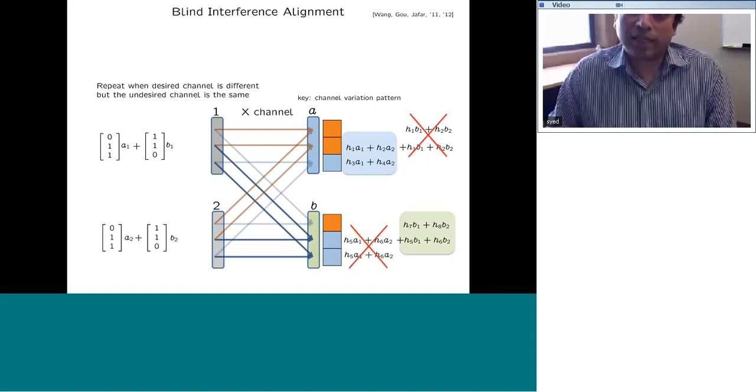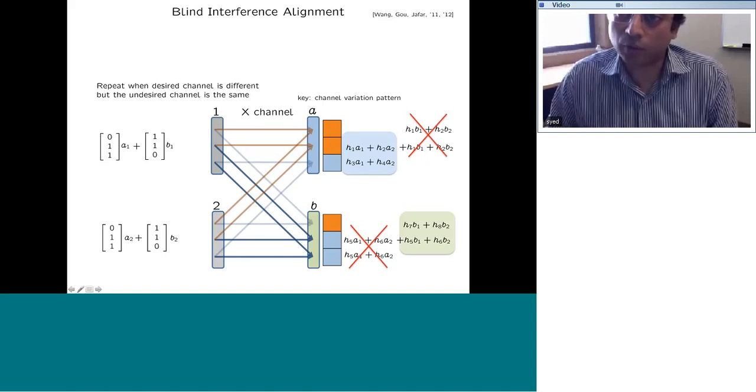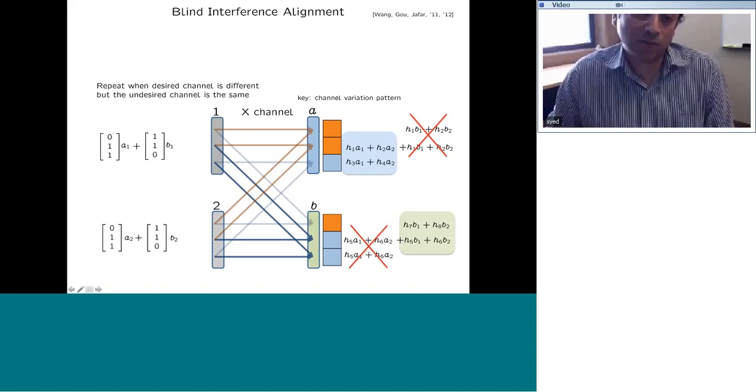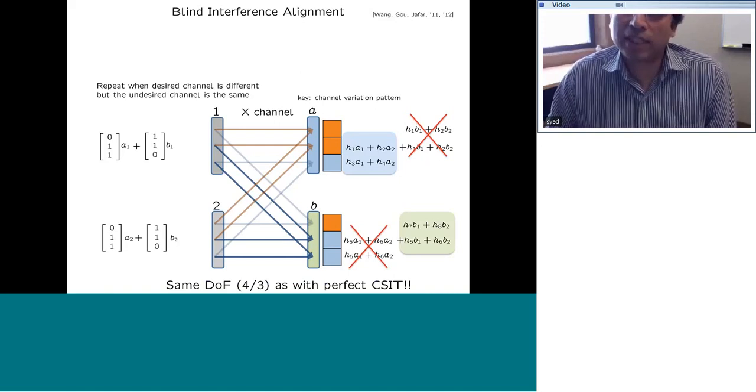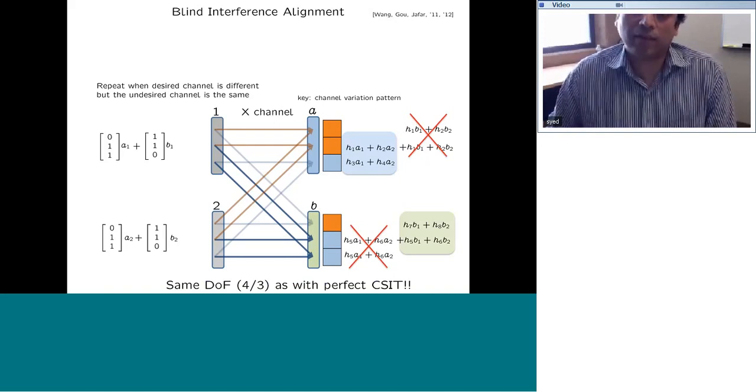So this is a blind interference alignment scheme because notice that the transmitter's choice of pre-coding vectors does not depend on the channels H1, H2, H3, H4. So the transmitter does not know the values of these channel coefficients. All it knows is the channel variation pattern. And perhaps more surprisingly, the DOF that you achieve here is 4 over 3, which, if you remember, was also the degrees of freedom value when you had perfect channel knowledge. So you did not lose anything from not knowing the channel.